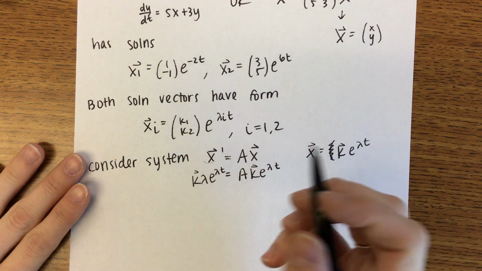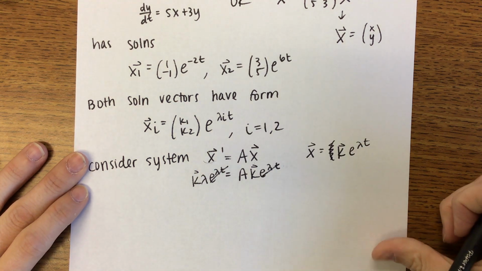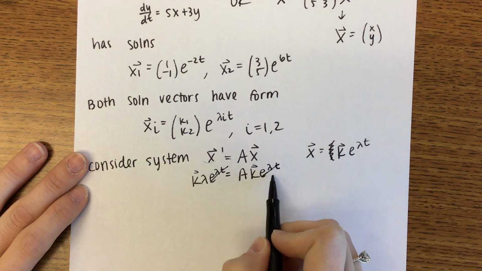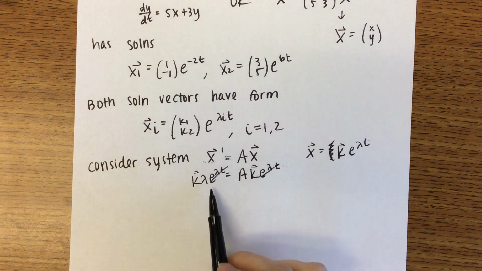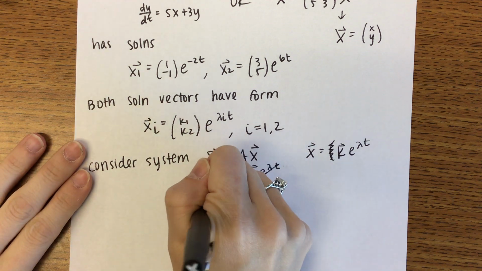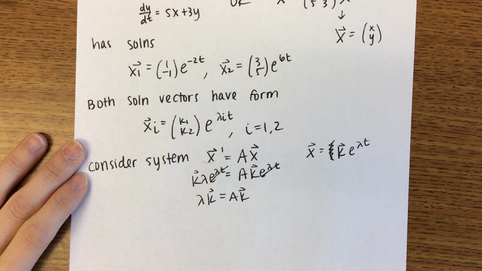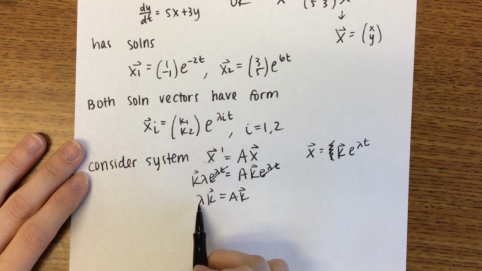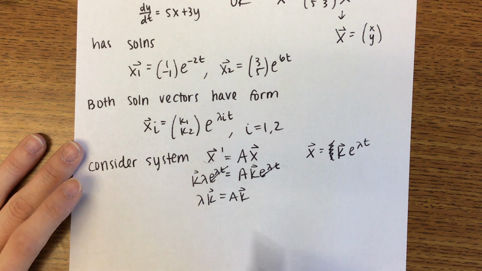Okay. Now that e^(λt) we can divide out of both sides. Remember, we can only do that because this term will never be 0. So you don't just get to willy-nilly divide by whatever you want to. We get to divide those out because it will never be 0. So then we have λk is equal to Ak. Now remember, lambda is a constant. A is a matrix. That's very important.